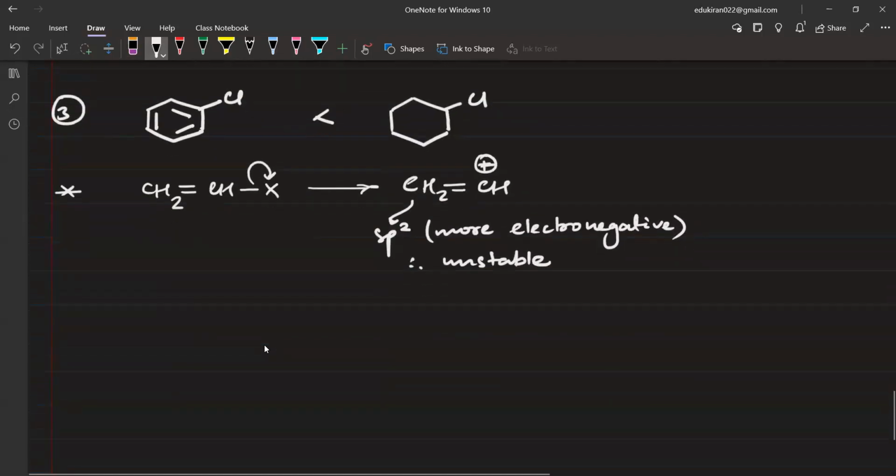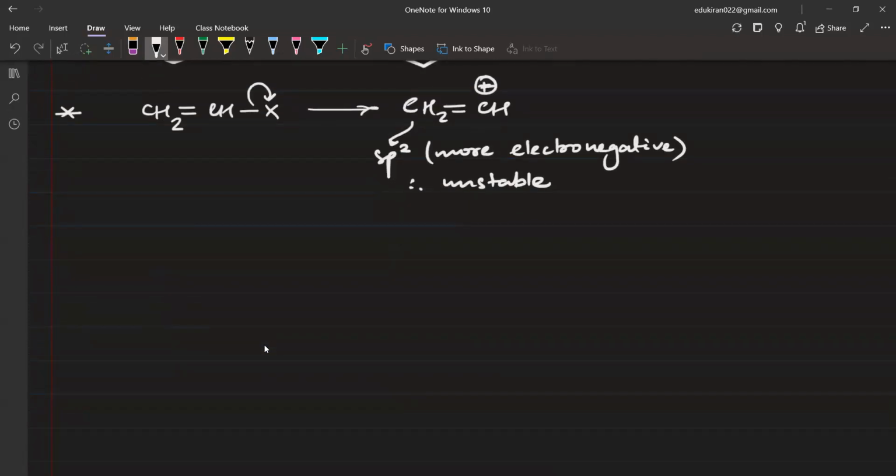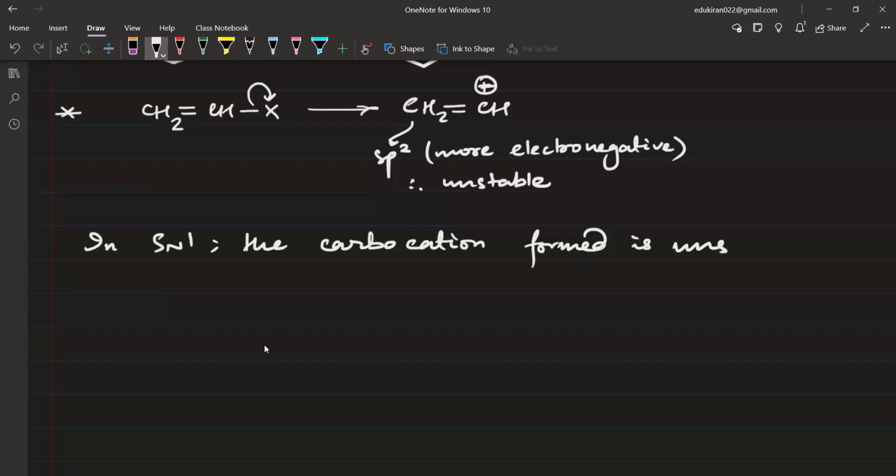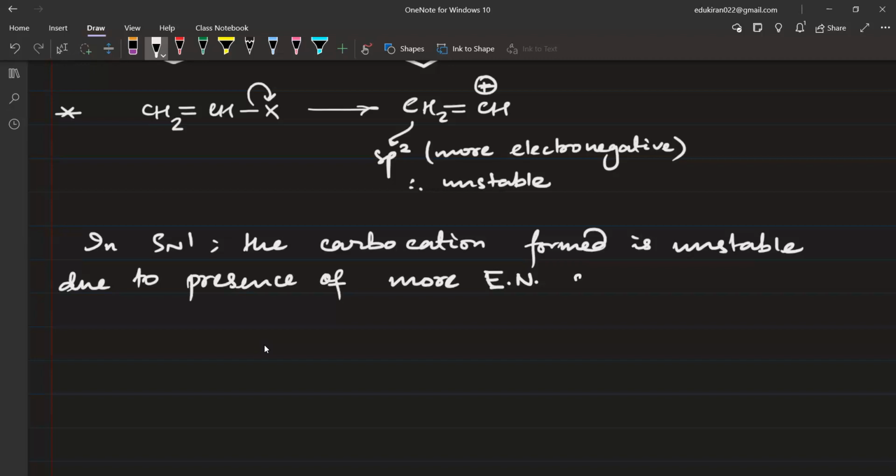तो SN1 तो हो नहीं सकता because carbocation form ही होगा, है ना? What you will write? In SN1, the carbocation formed is unstable due to presence of more electronegative sp2 carbon atom. Okay, sp2 carbon atom आगे लिख लीजिए bonded to carbocation.